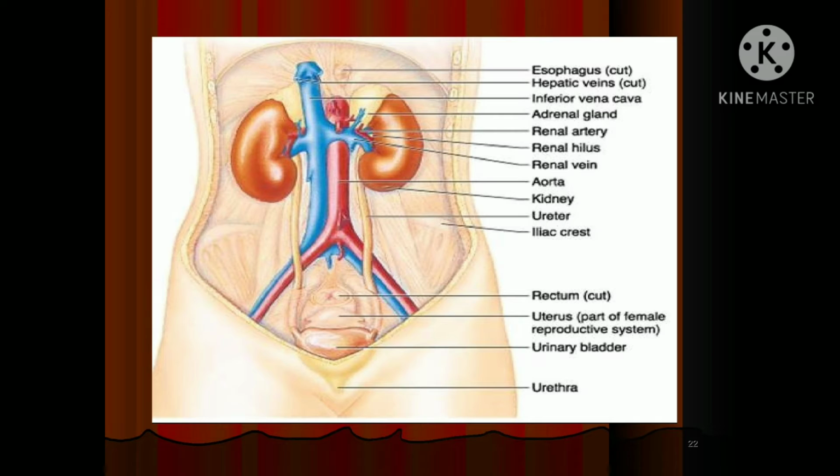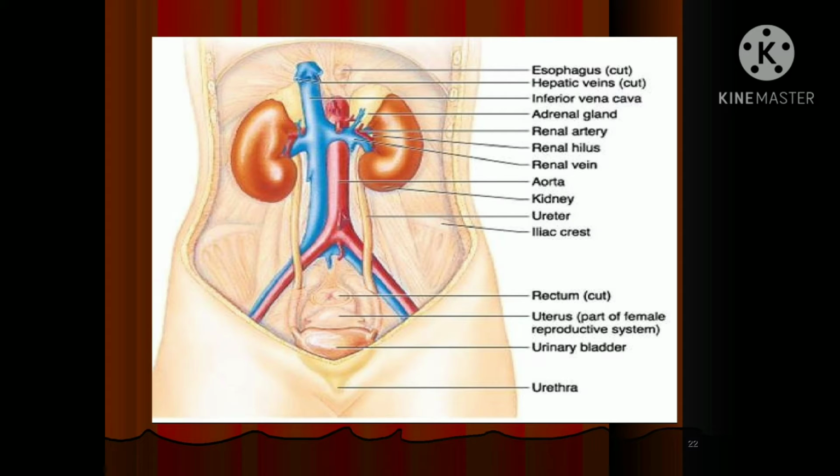excretory system. We have a pair of kidneys, which are bean shaped. After that we have the ureters, the urinary bladder, and the urethra. The adrenal glands are also there. These are all parts of the excretory system.